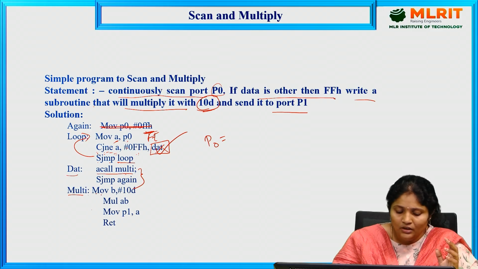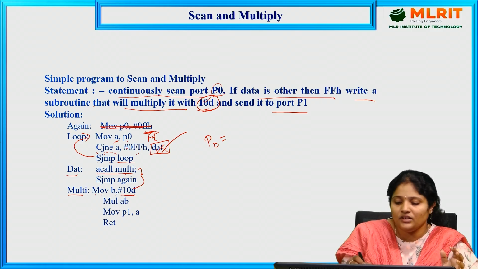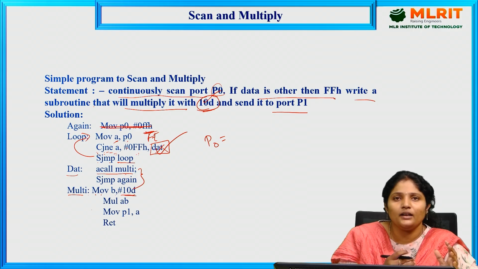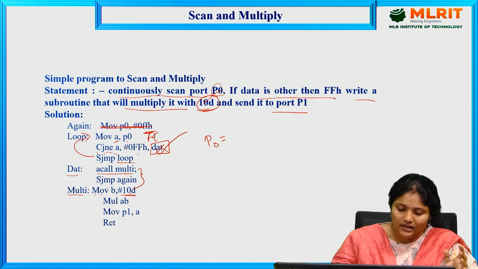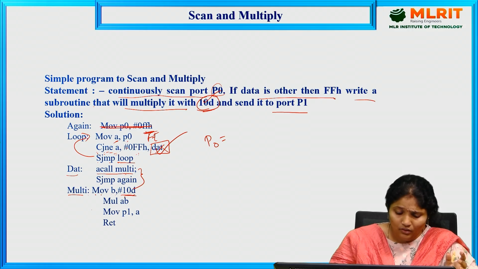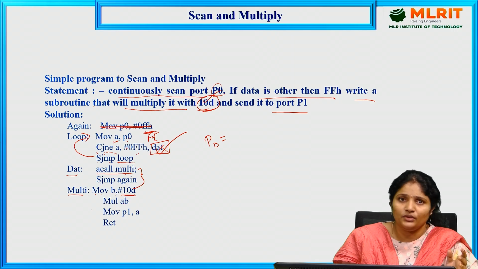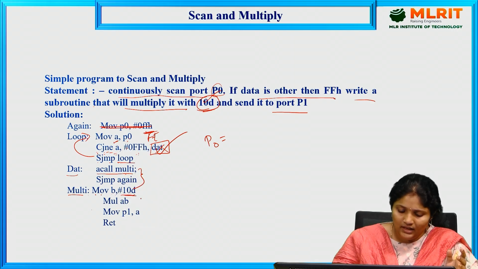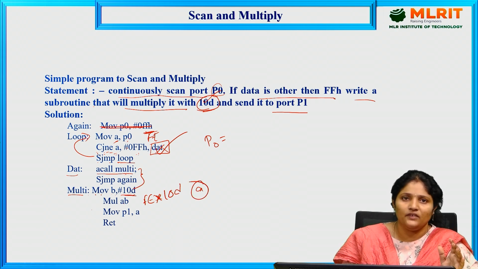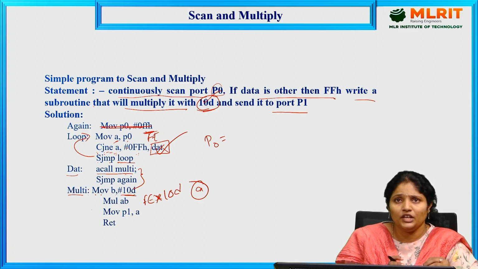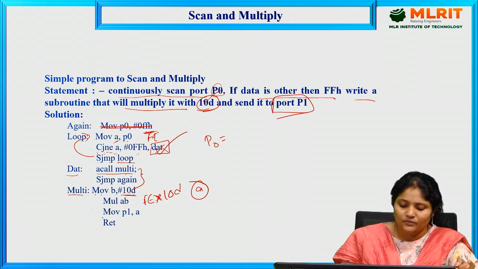What is the multi loop? MOV B, #10H. They have mentioned it will be multiplied with 10H, and I can't multiply directly, so that's why I'm putting 10H in the B register. So now the data 10H will be moved to the B register. The data present in P0 has already been moved to the A register. So FE is in the A register now, and it will be multiplied with 10. The output will always be stored in the A register according to the multiplication and division rule in the 8051. Now I need to move the output to which port? Port 1. So that's why MOV P1, A. Then RET, so it will be returned to this loop.